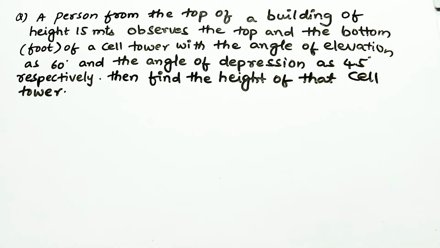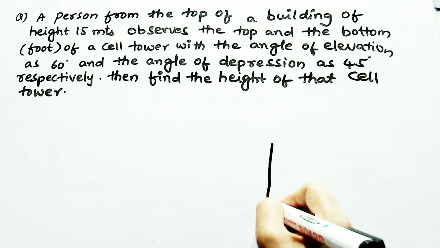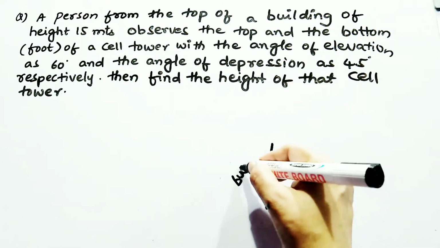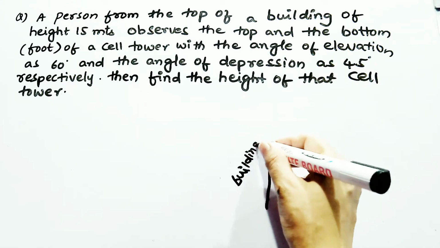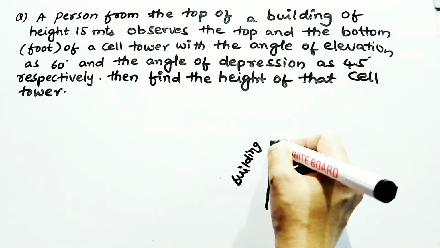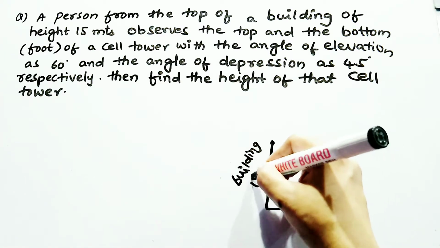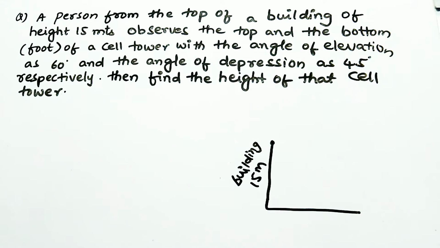Okay, our next problem is a person from the top of a building of height 15 meter. Suppose this is your building. No need to write building, but for your understanding purpose, I am writing building. A person is standing here on the top of a building, and this is the ground level. The height of the building is 15 meters.